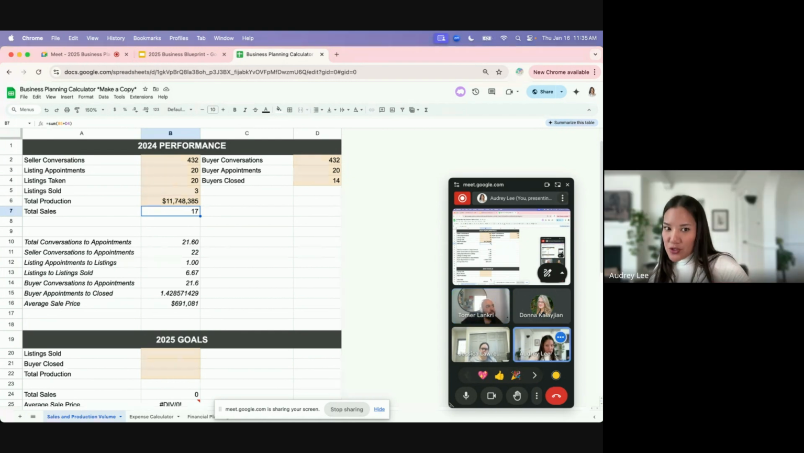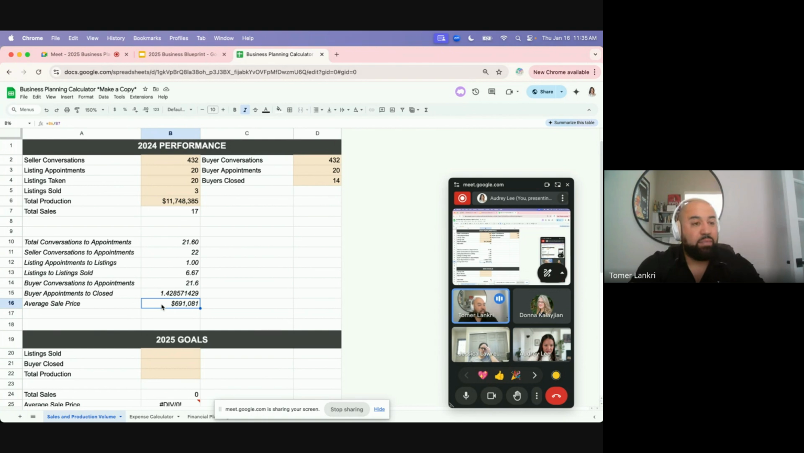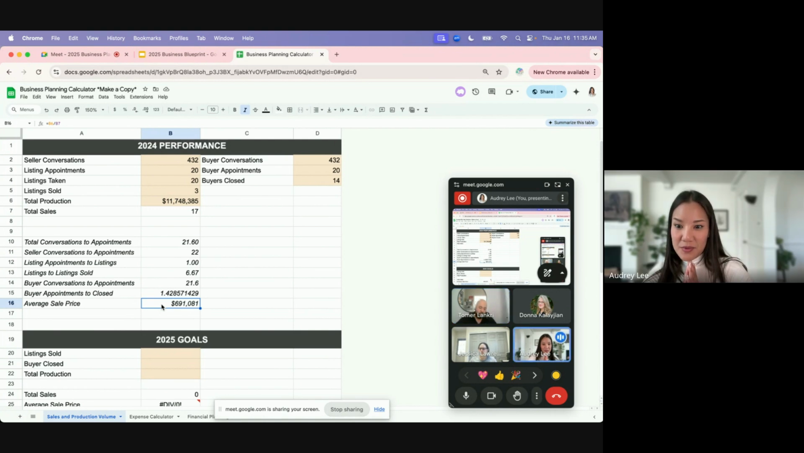Okay, cool. So then this is 3 listings and 14 buyers. And it looks like your average sale price is just shy of 700,000. Does that sound right? Yeah, we didn't have many listings, and we had way more on the buyer side, but one of the listings that we sold was 1,075,000 in Prosper, so that increased the average dramatically. Fair. Yeah. No, that's great. Okay, great.